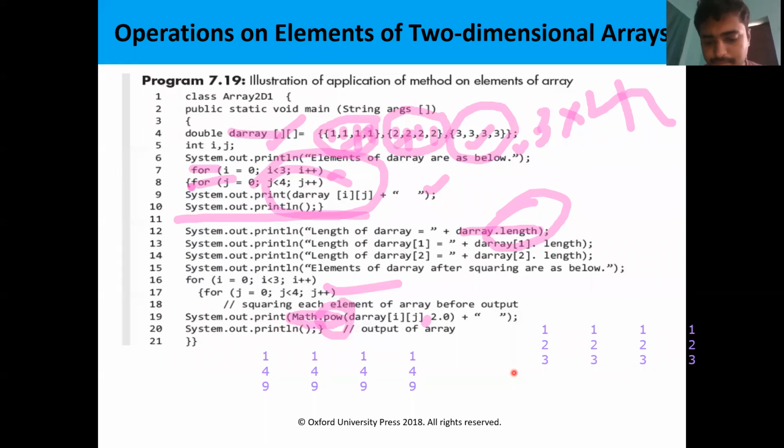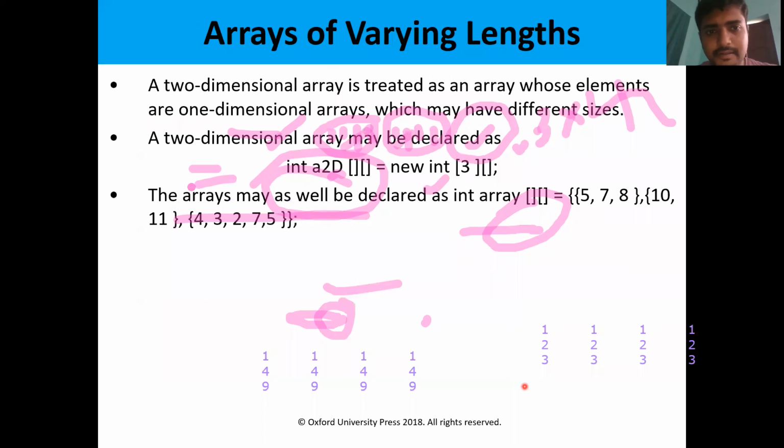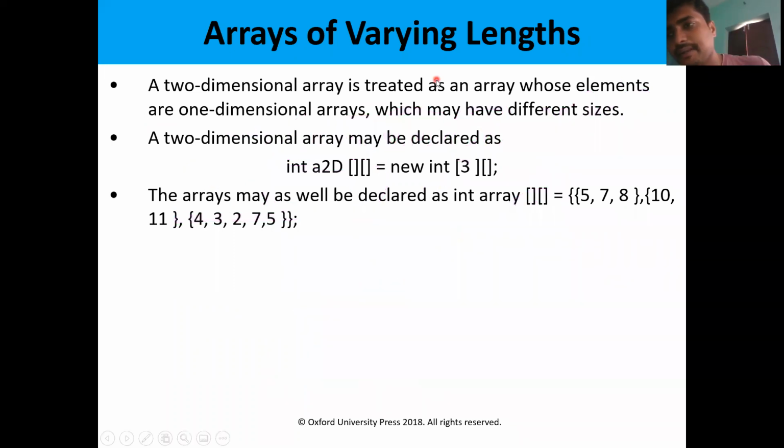So next one, let us see some variations. Arrays of varying lengths. That means we can change the length of the array dynamically. Suppose, let us see this example.